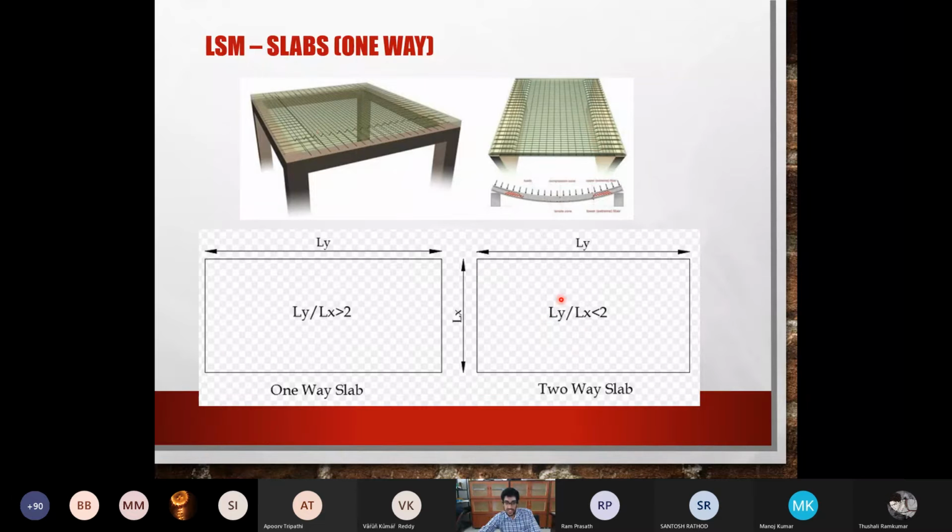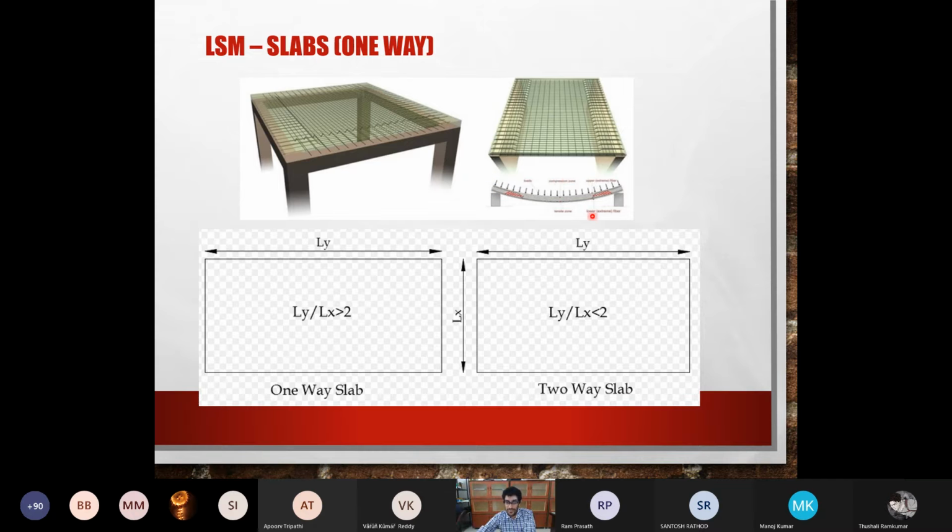However, if Ly by Lx is between 1 and 2, and you support it on four sides, then it becomes a two-way slab. Two-way slab design cannot be done now. First, you'll study one-way slab design because that is easier. Why is it easier?